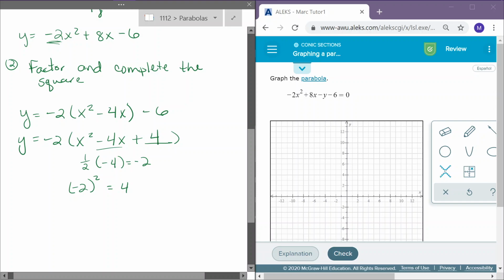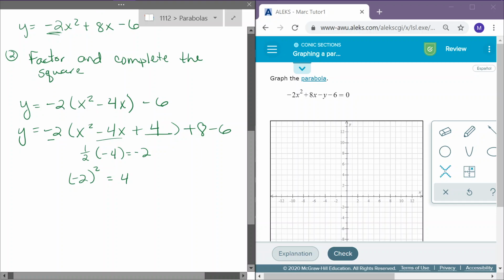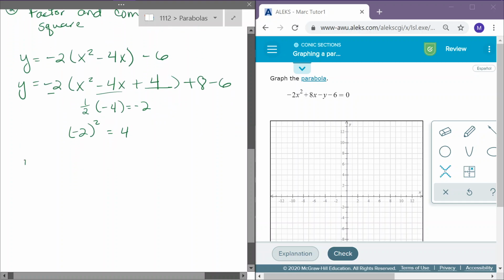So here, we see that we've subtracted a total of 8 from this equation because we have negative 2 times positive 4. So we need to add 8 back in to keep things balanced. And then we still have our minus 6. So then we have y equals negative 2 times x minus 2 squared plus 2.